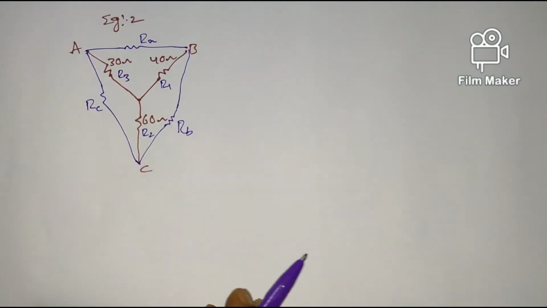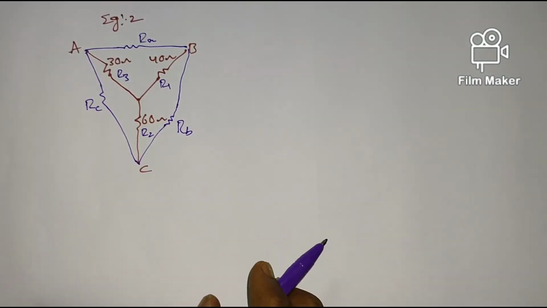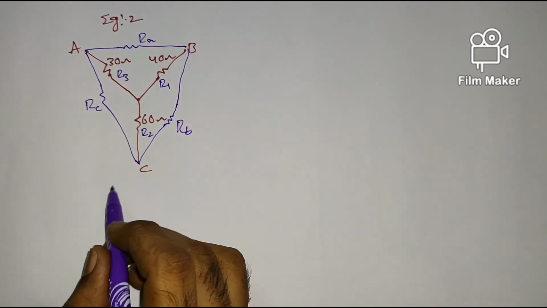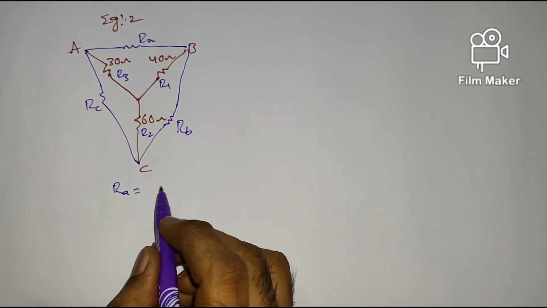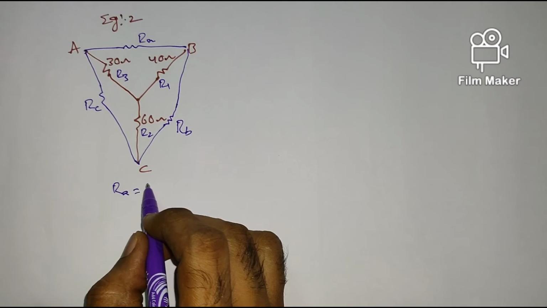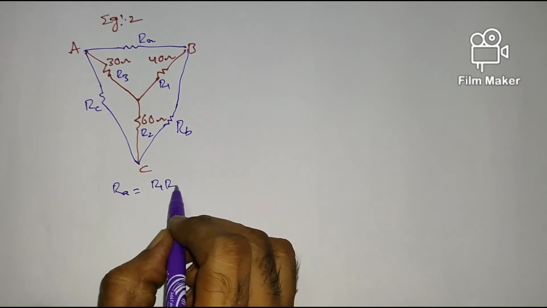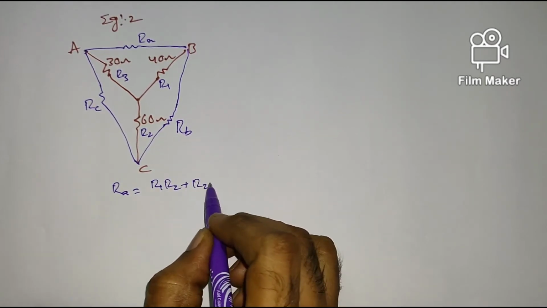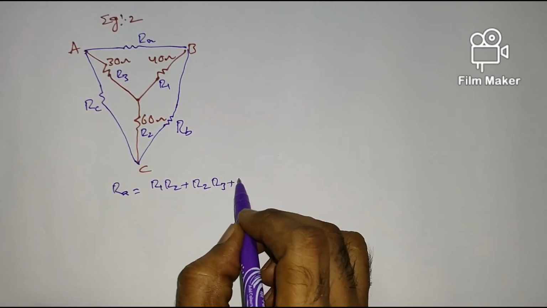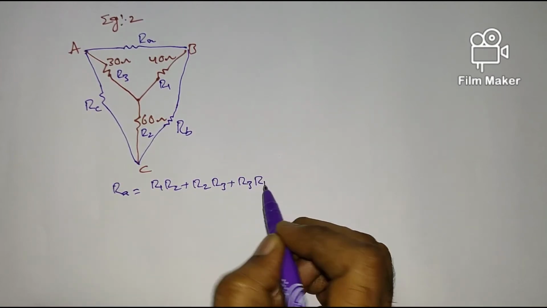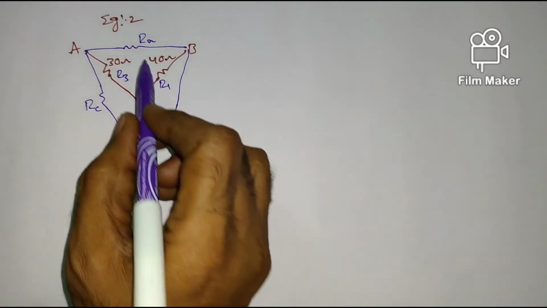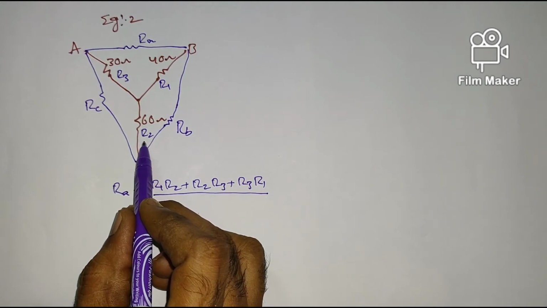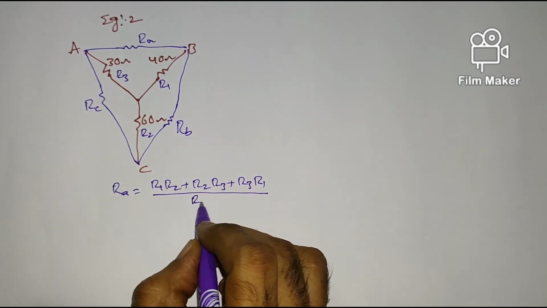We know the formula for finding out the equivalent delta connection when the star connected resistances R1, R2 and R3 are given. The formula for finding out RA is equal to the product of R1 R2 plus R2 R3 plus R3 R1 divided by, as we are finding out the value of RA, we have to consider the opposite resistance, R2, in the denominator.